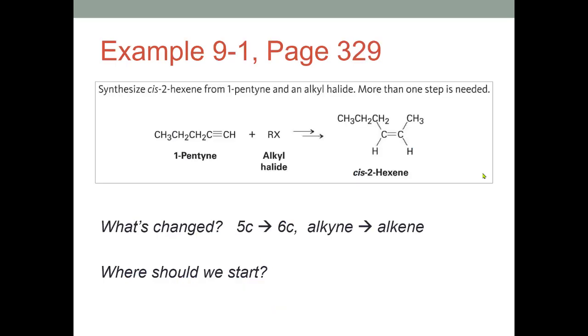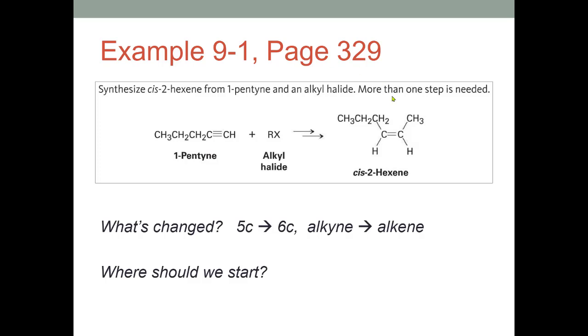This is an example. Here we're saying come up with a mechanism to synthesize cis-2-hexene from 1-pentyne. Okay, so we draw it out. Here's cis-2-hexene and here's 1-pentyne. Well, what's changed? Start with the logic here. Pentyne is a 5-carbon and hexene here is a 6-carbon, so I need to extend the carbon chain.